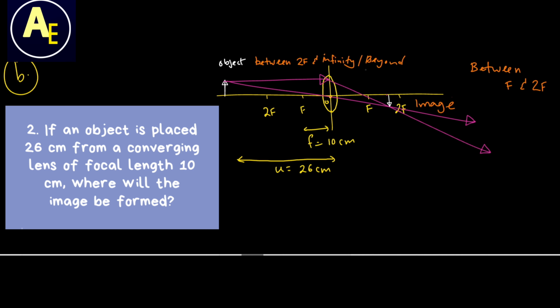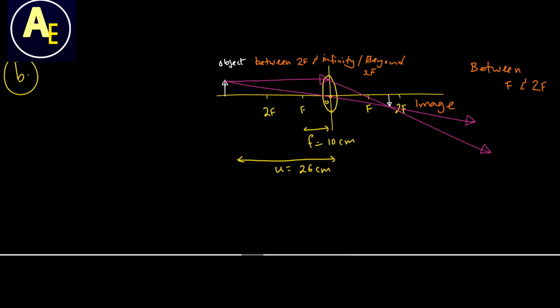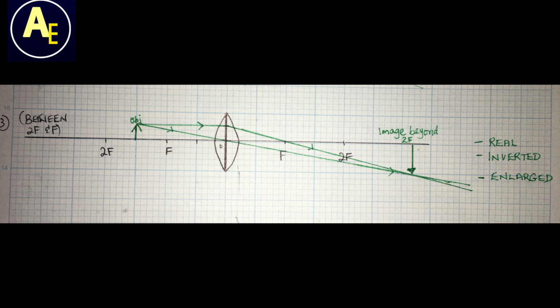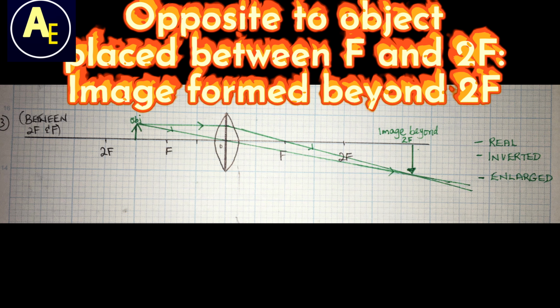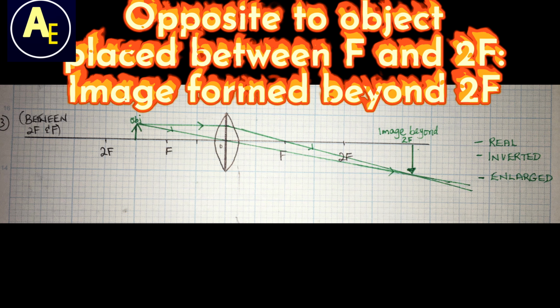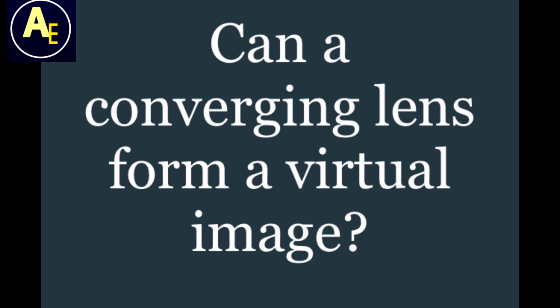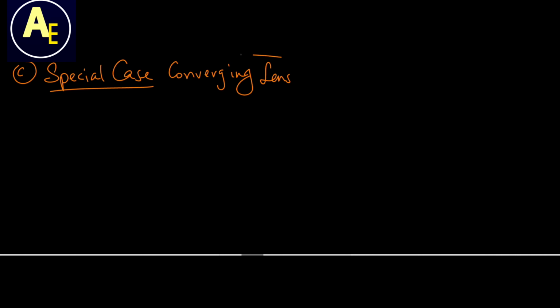Once again, let's reverse our object distance. If we place our object between f and 2f, where will our image be formed? Well, beyond 2f, as seen in our diagram here. Now, there are many people of the misconception that convergent lenses only form real images. While this may be true generally, there is one special case in which a convergent lens can form a virtual image. We look at that special case in this example below.